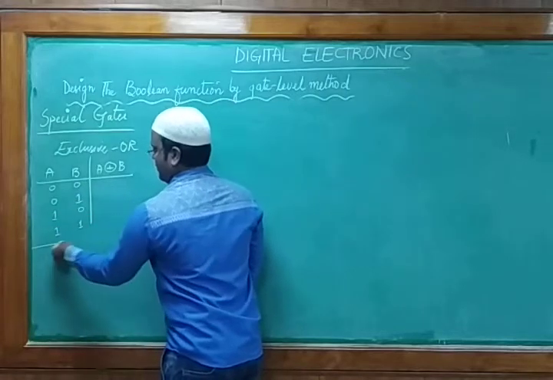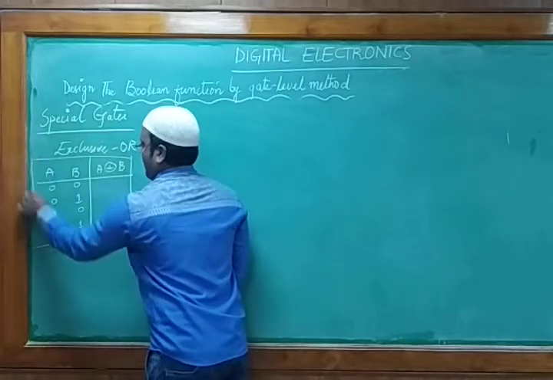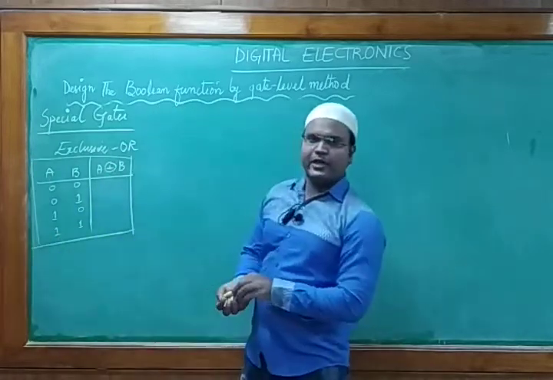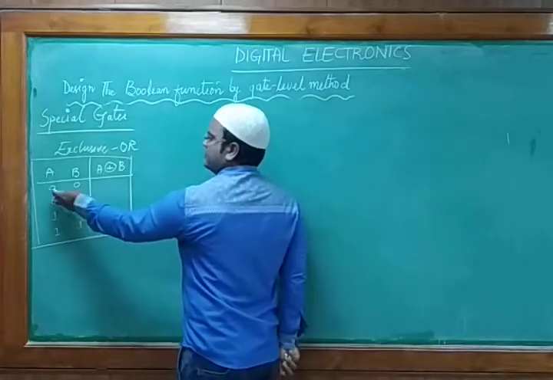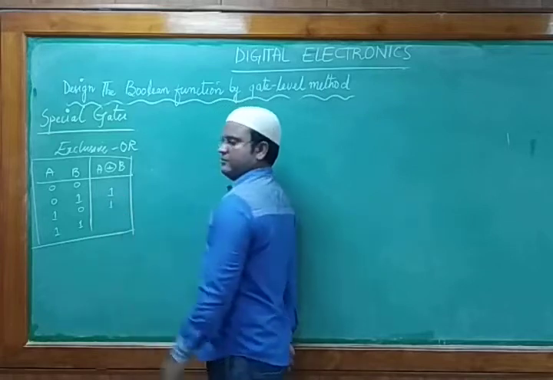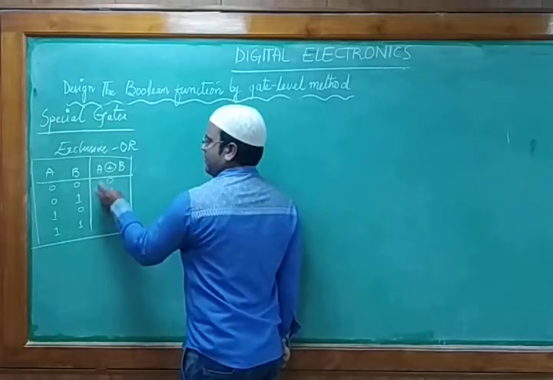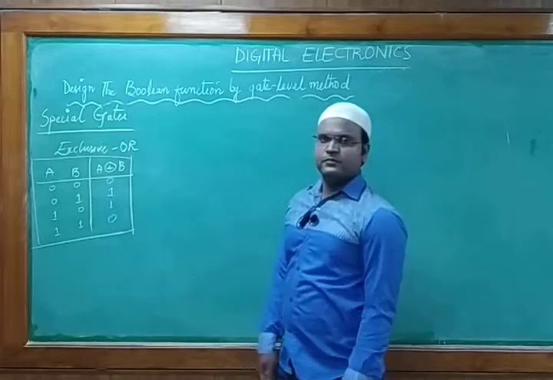If I have this, if I want to write its output, what can I write? I can write that if inputs are different, then only output is high. That means this has become 1, this has become 1. Since inputs are different, we can write output is high. And if inputs are same, then output would be 0.